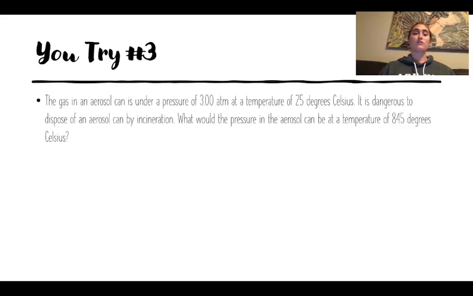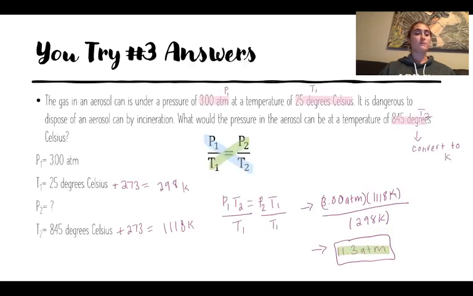Okay, so we're at a You Try. If you didn't get a piece of paper out at the beginning, go ahead and get a piece of paper out now, and as soon as you get to the next slide, there'll be an answer. The gas in an aerosol can is under a pressure of 3 atm at a temperature of 25 degrees Celsius. It is dangerous to dispose of an aerosol can by incineration. What would the pressure in the aerosol can be at a temperature of 845 degrees Celsius? Okay, go ahead and flip to the next slide when you're ready.